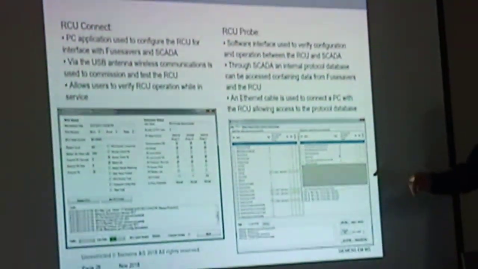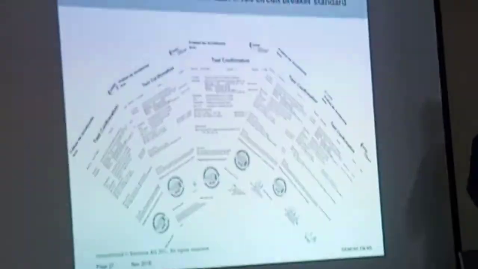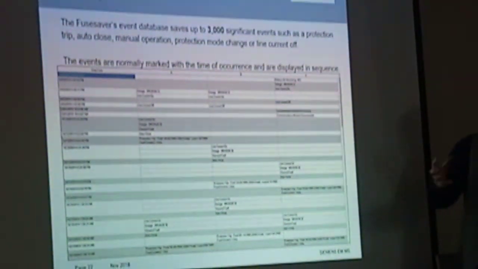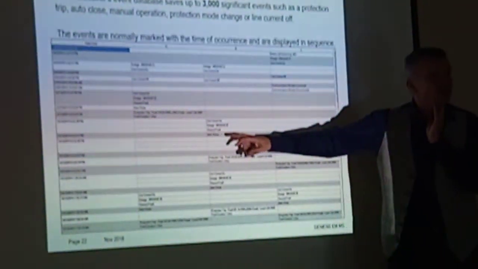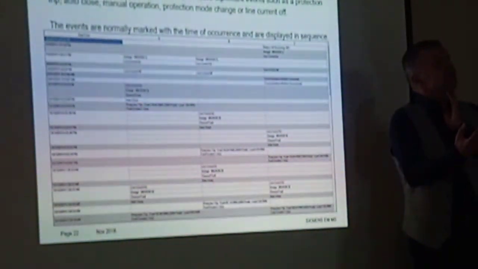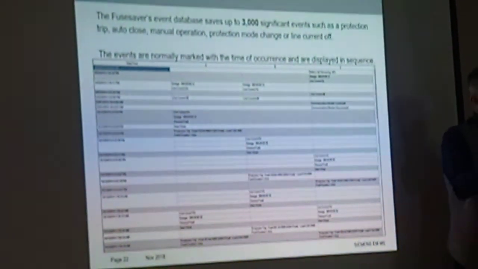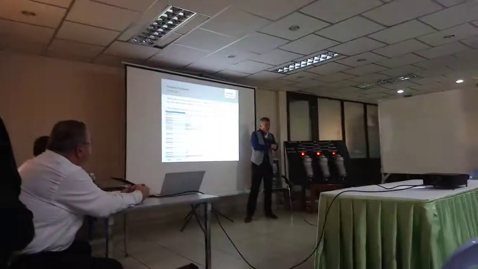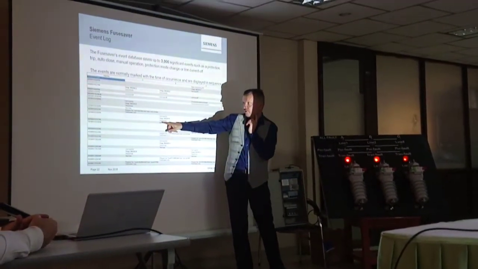What we have seen is the evaluation from PEA, and these are the tools behind. You get the software with that one. With the software, you can see all the events, what was going on in the network. And out of that, this information was derived: the cleared fault, the detected fault, where something happened in the network but was below the threshold to operate the Fuse Saver.